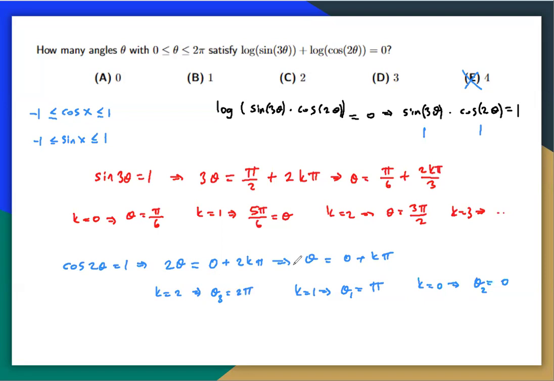Okay, so we have these solutions, three for either equation, but we are looking for the theta that should satisfy both of them. So we have pi over 6, but there's nothing in common. 5 pi over 6, there is no common. 3 half pi, there is no common. Since we have no common angle that satisfies both equations, they are not going to multiply to get 1 in this case. So we have 0 solutions.